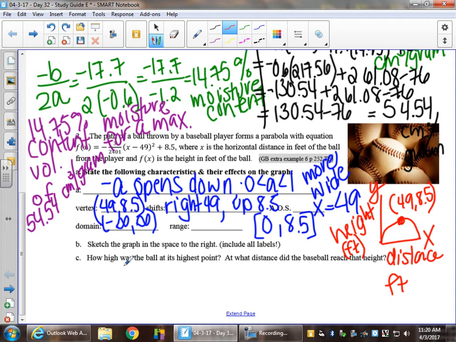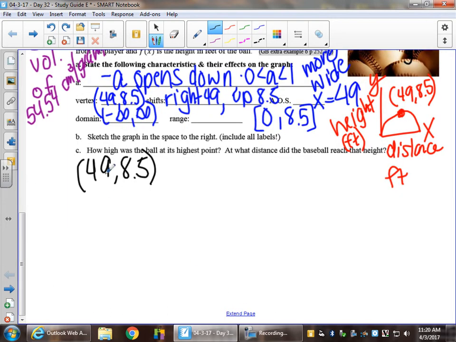Okay, how high was the ball at its highest point? At what distance did the ball reach that height? So something really helpful, before you tell us, Tadea, is to label our vertex. What does 49 represent? The highest point of that? So it's our x value.